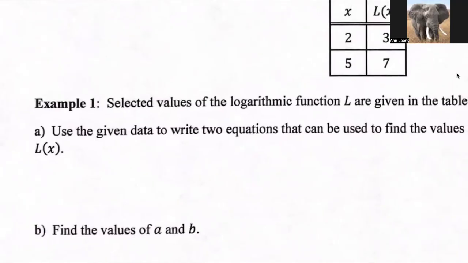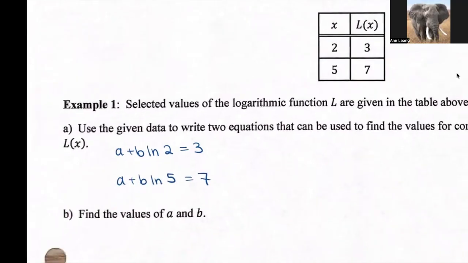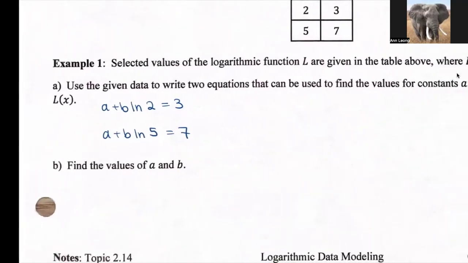All right, so for the first point, 2, 3, you just plug in 2 into your general function, set that equal to 3. And then for the other point, plug in 5, and you get 7. All right, so those are your 2 equations. Done. All right, part B, find the values of A and B. So hopefully you're looking at it like this, and I wrote it like this on purpose because it's supposed to look like a system. So let's go ahead and set up that system.